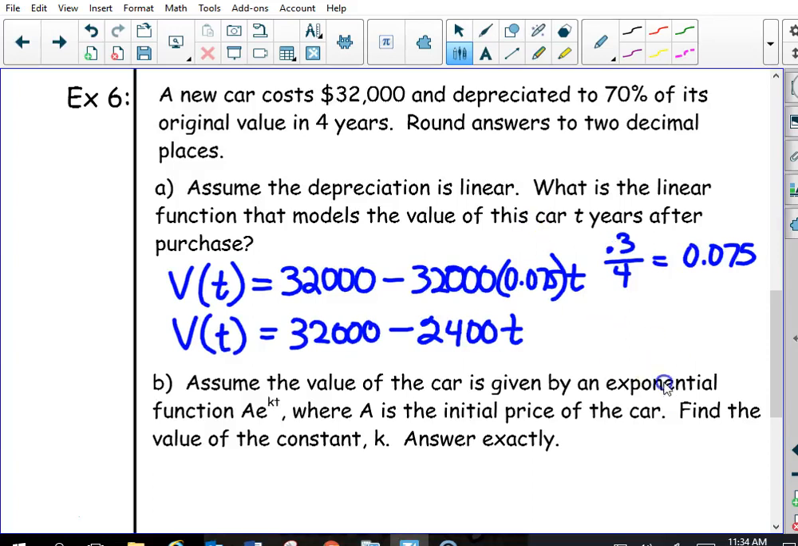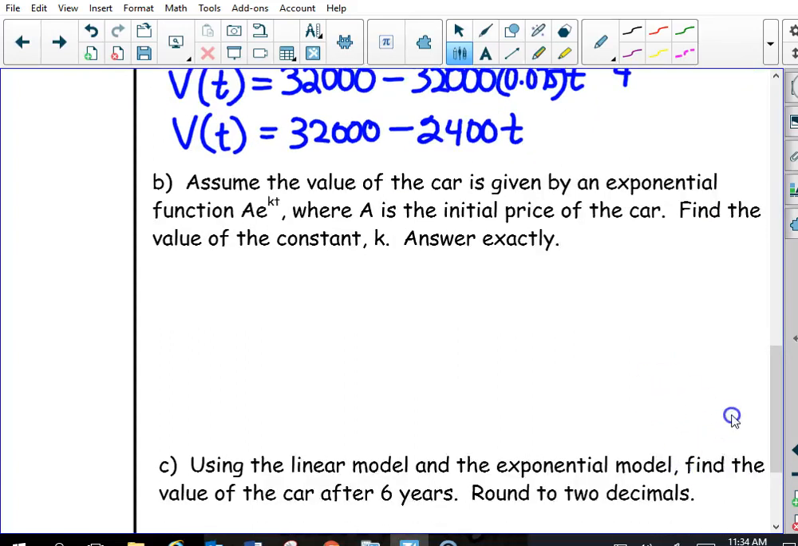Okay, we're going to do the same thing, only with an exponential function. And the function is A e to the kt. A is the initial price of the car. So find the value of the constant k. So what we need is we need to know how much the car is worth. Now, the problem tells us that it's going to lose 30% of its value in the first 4 years. So we know at t equals 4, the value is going to be 70% of the original price. So 32,000 times 0.7. That's going to be the value of the car at 4 years.